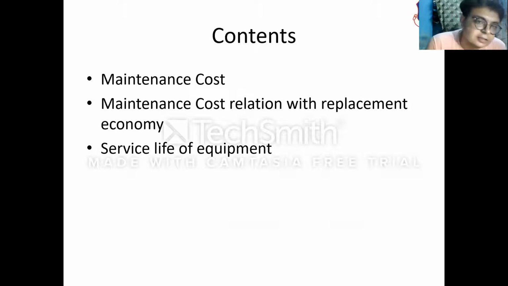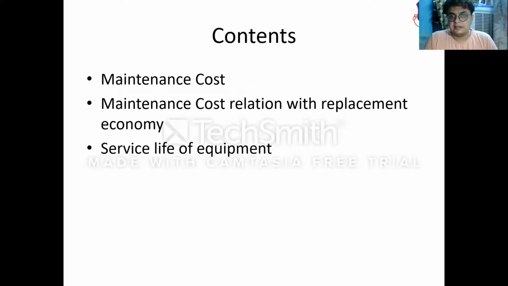So the contents that we are going to discuss in this session will be the maintenance cost. Means what is the cost of maintenance? How does the maintenance require finance? What kinds of cost are required in the maintenance? That we will be discussing in this session.